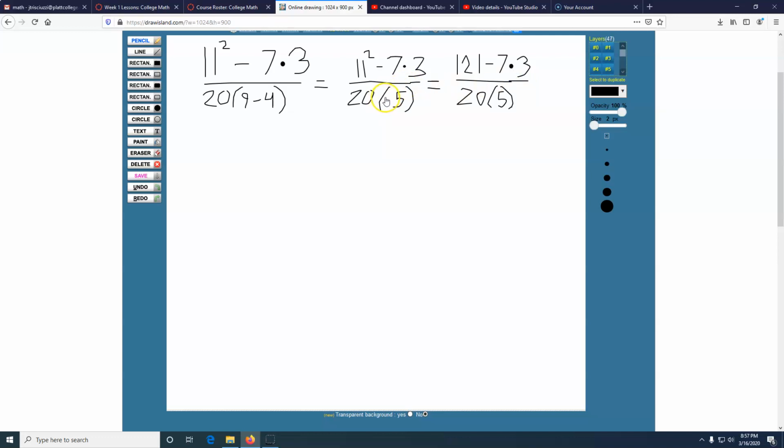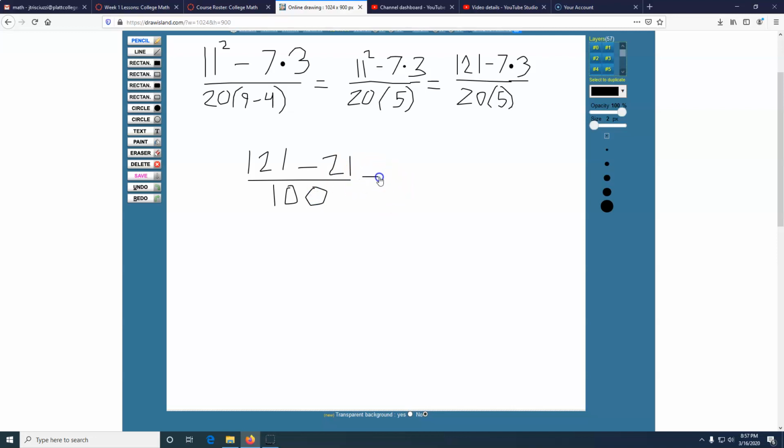So now we're at multiplying. So on the top part, we have negative 7 times 3. So that's going to give us a negative 21, leaving the 121 on the other side. And then we have the 20 times 5, which gives us a nice flat 100.